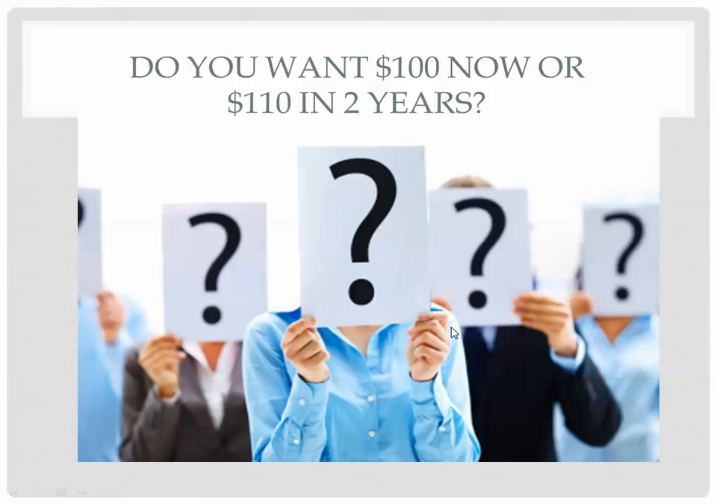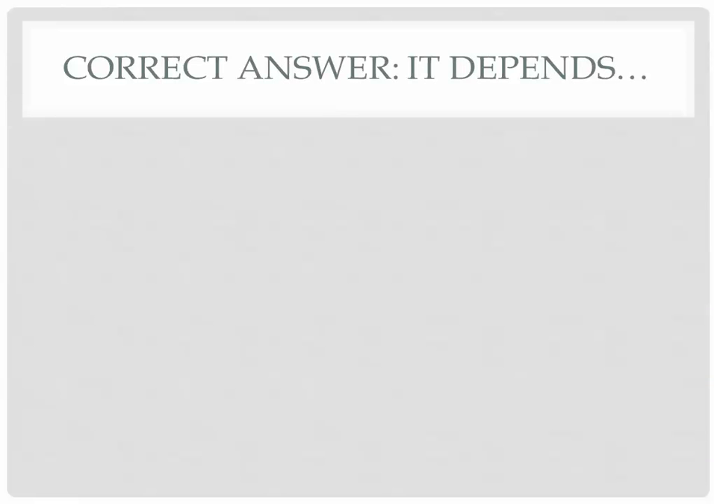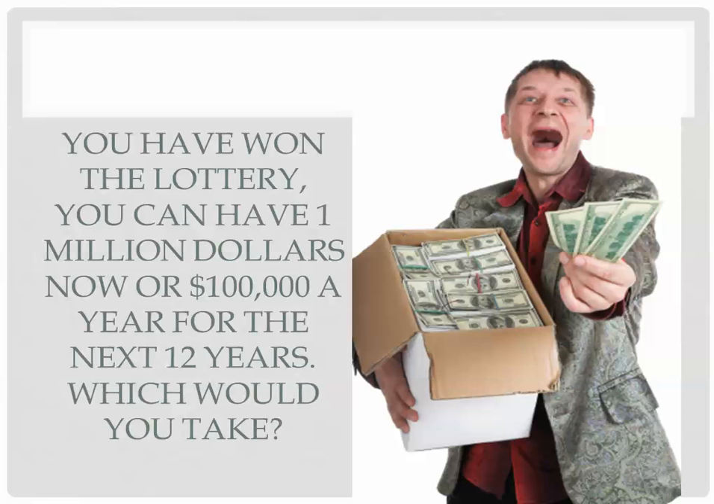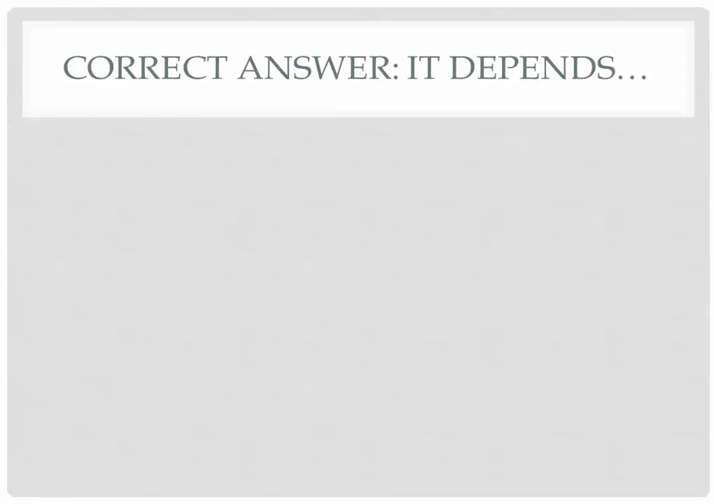The first thing we need to do is figure out why we need to know. Well, you might need to know about the time value of money so that you can answer this important question. Do you want $100 now or $110 in 2 years? Answer is it depends. Next question, you've won the lottery. You can have $1 million now or $100,000 a year for the next 12 years. Which one's better? This is a more interesting question to answer, and again, the answer is it depends.